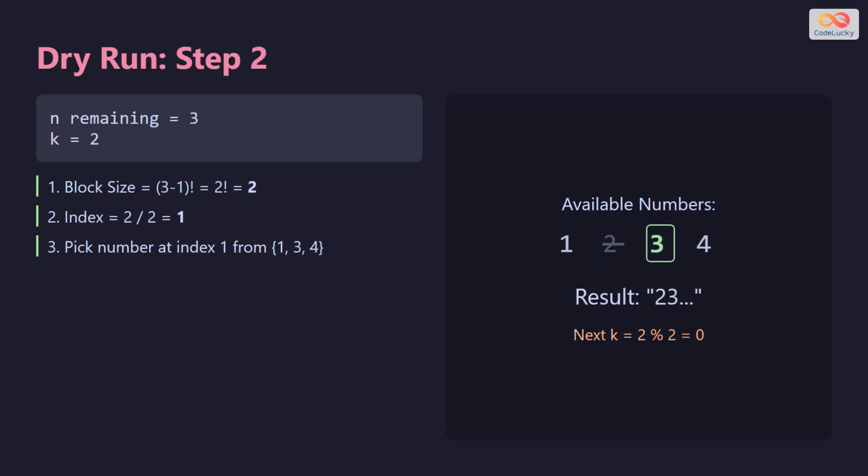Now we have 3 numbers remaining, 1, 3, and 4. Our new k is 2. The new block size is 2 factorial, which is 2. Dividing 2 by 2 gives us 1. So we pick the number at index 1 from our remaining list. That number is 3. We append 3 to our result, and the new k becomes 0.